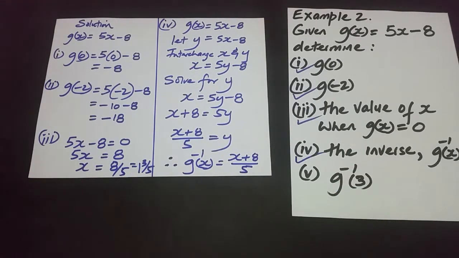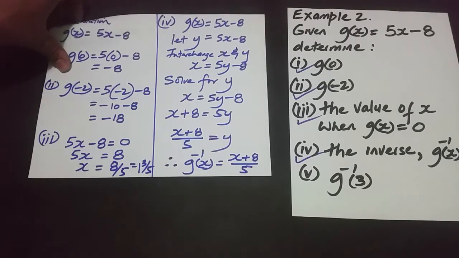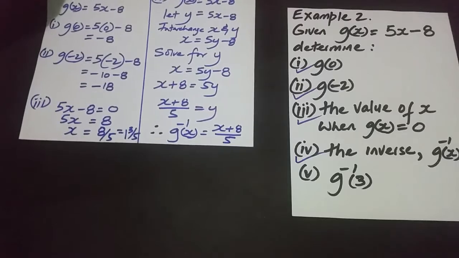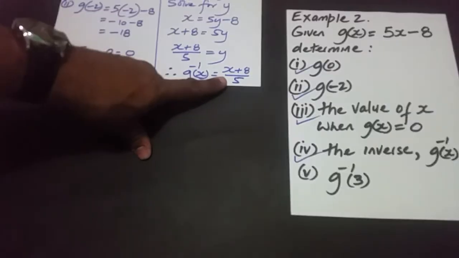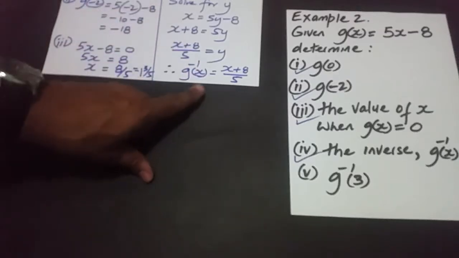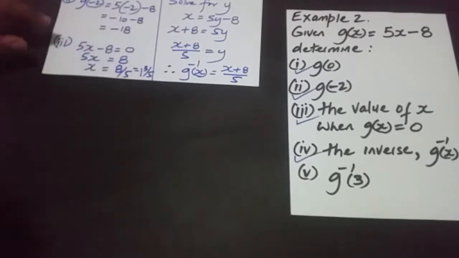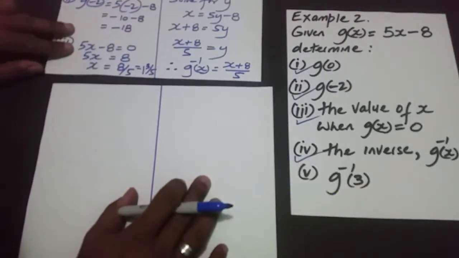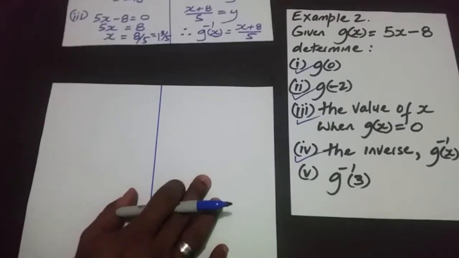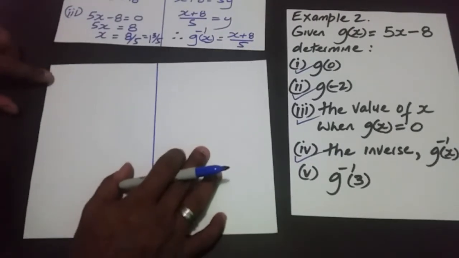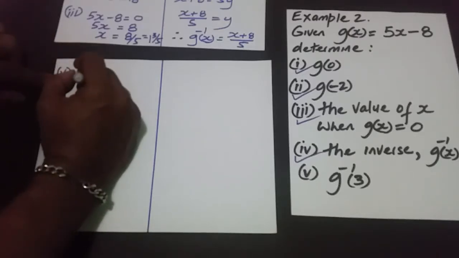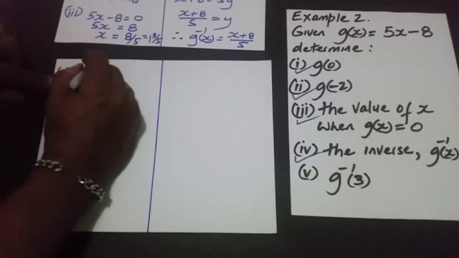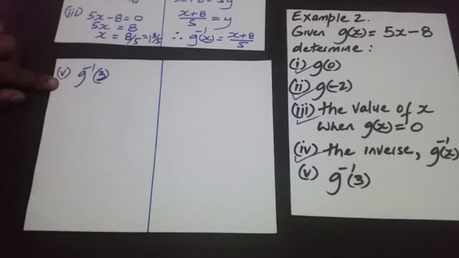Now, all that would be left for us to do is to answer part 5, which should be straightforward. So I'm just going to leave this here because I just want to refer to what we got for the inverse, because that is going to be needed in order to answer part 5. So I'm just going to come here. Let me just take this up a little bit so we can still see it, and answer part 5 of the question, which is asking us to determine the inverse of g of 3.